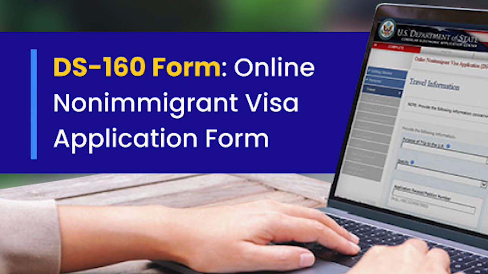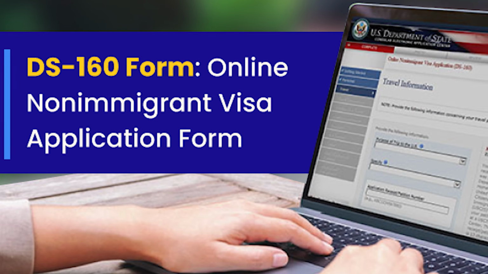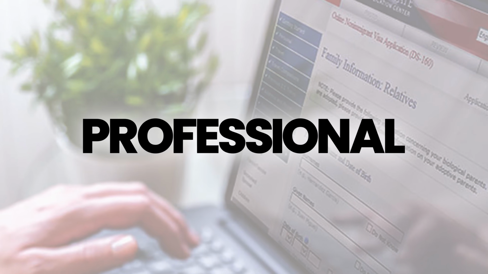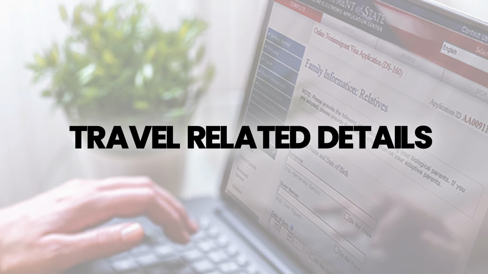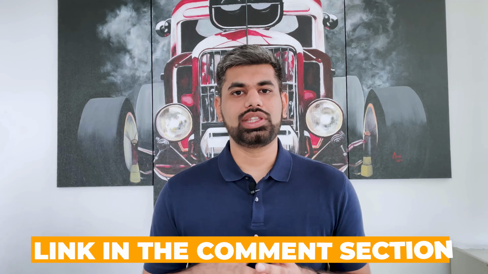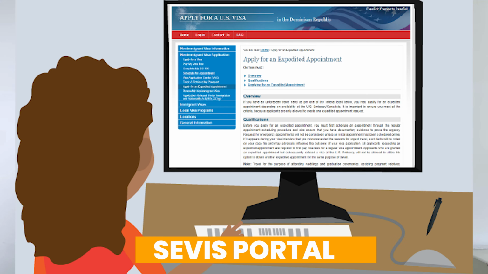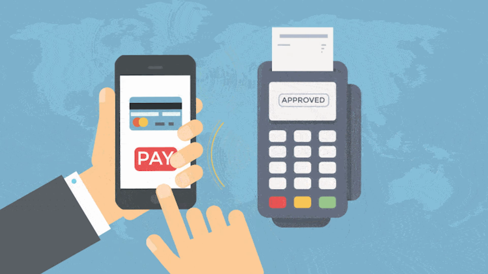The first is filling the DS-160. The DS-160 is a form where a non-immigrant looking to go to the US fills out a lot of personal, professional, work-related and travel-related details. Very simple form. If you need additional help on filling this out, we've done webinars and a bunch of other information that we've put out in the past. We'll link all of that within the comments section below. Once you've filled out the DS-160, you've got to make sure that you go onto the SEVIS portal and pay the SEVIS fee. Once you've paid the SEVIS fee, it's time for you to set up your visa appointment.